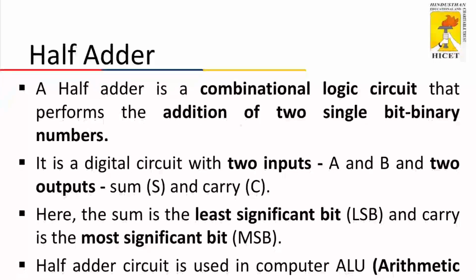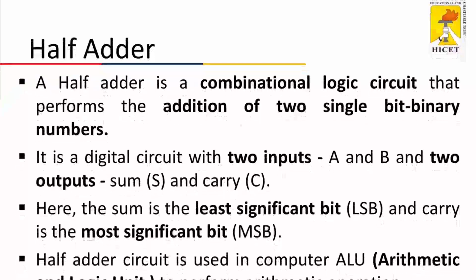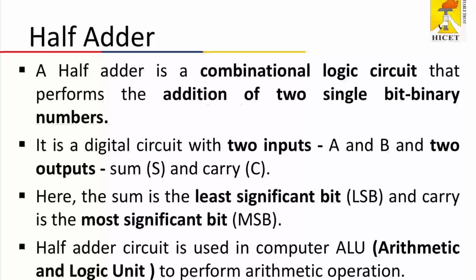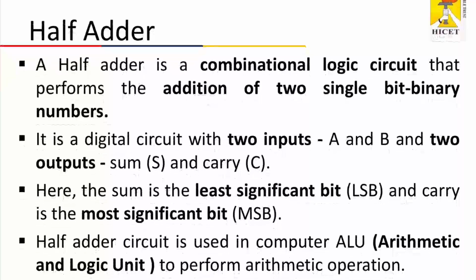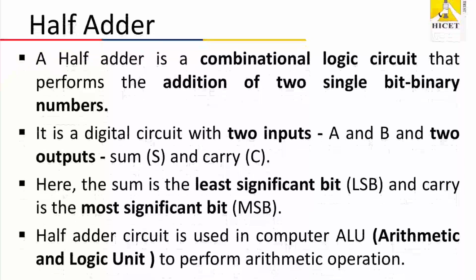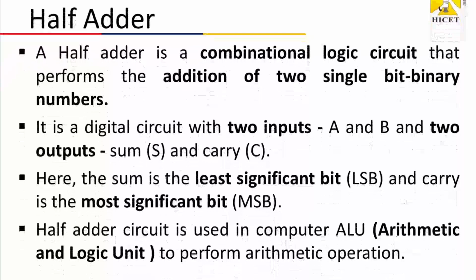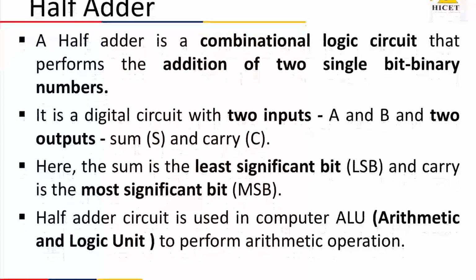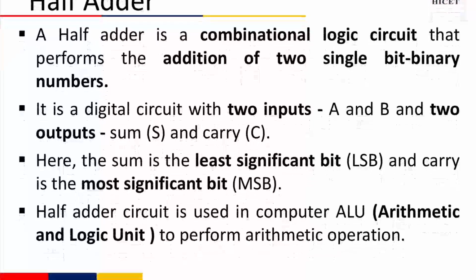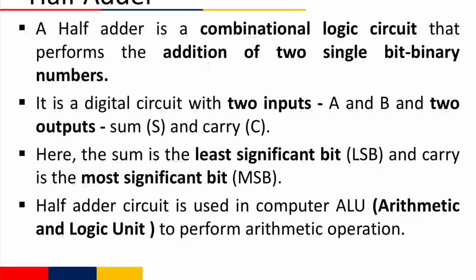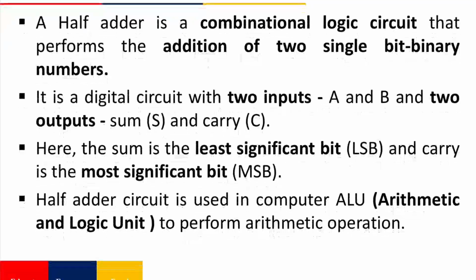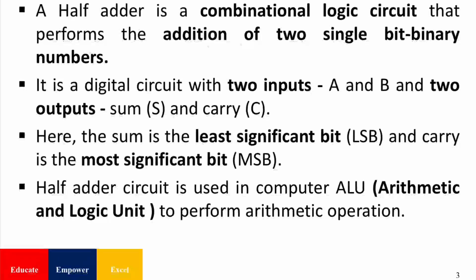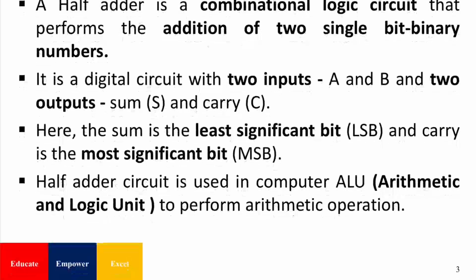So what exactly is a half adder? A half adder is a combinational logic circuit. That means it does not store any values. It just processes inputs to produce an output. Its main job is to perform addition of two single bit binary numbers. It has two inputs, usually labeled A and B, and it produces two outputs, sum denoted by S and carry denoted by C. The sum is the least significant bit and the carry is the most significant bit. These adders are widely used in the arithmetic and logic unit of computers for basic arithmetic operations.